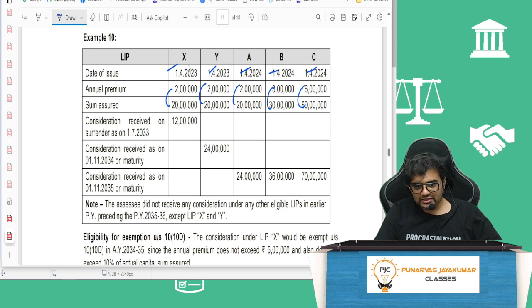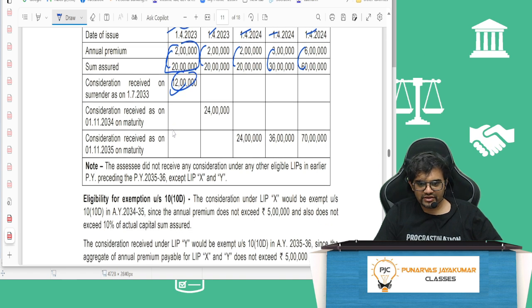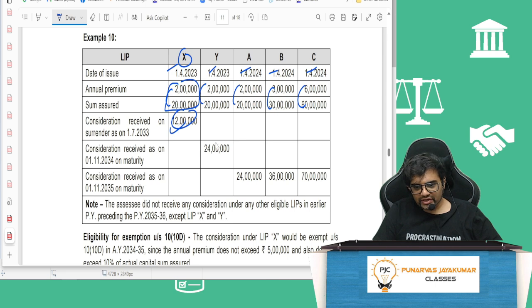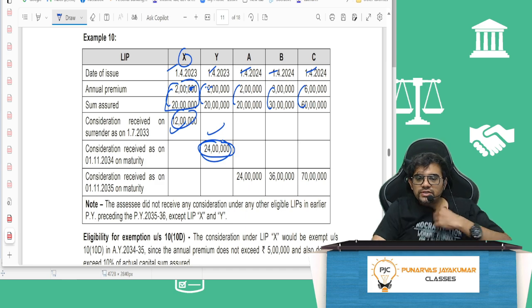LIC, this ULIP will definitely come because it is less than 5 lakhs. So this 12 lakhs can be exempt definitely. Next, Y, when you are counting this 24 lakh, you have to add these two. 2 plus 2, 4. So definitely you can claim this also. No problem. It's less than 5 lakh rupees.